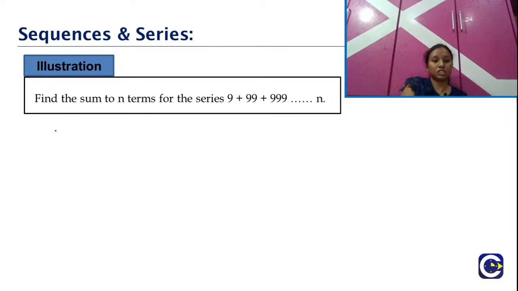So here the given series is S, which is given by 9 plus 99 plus 999 plus 9999 and so on until some n terms.